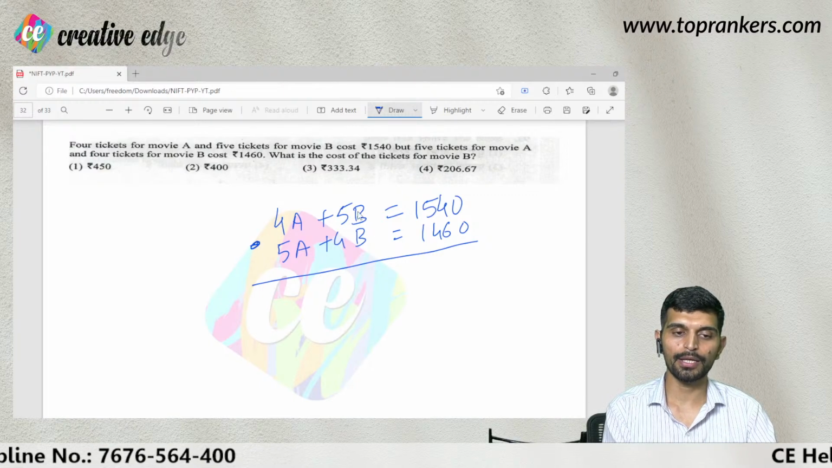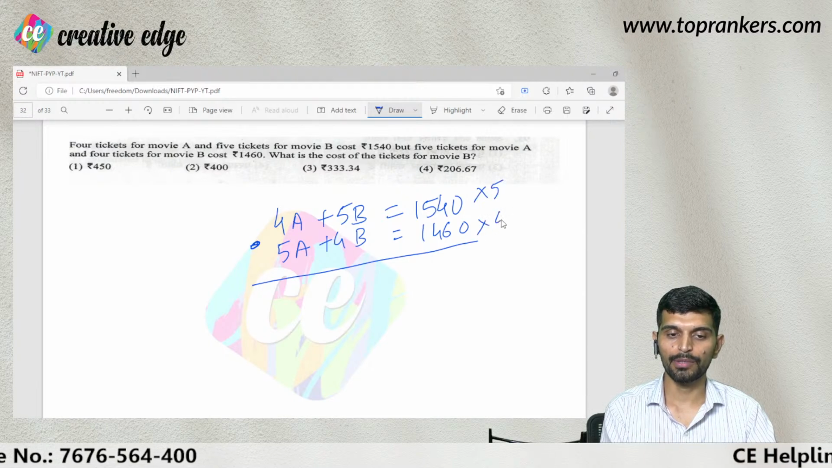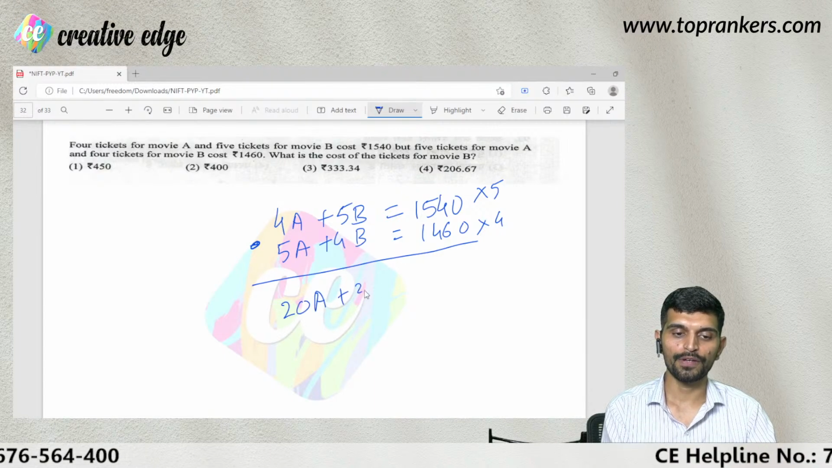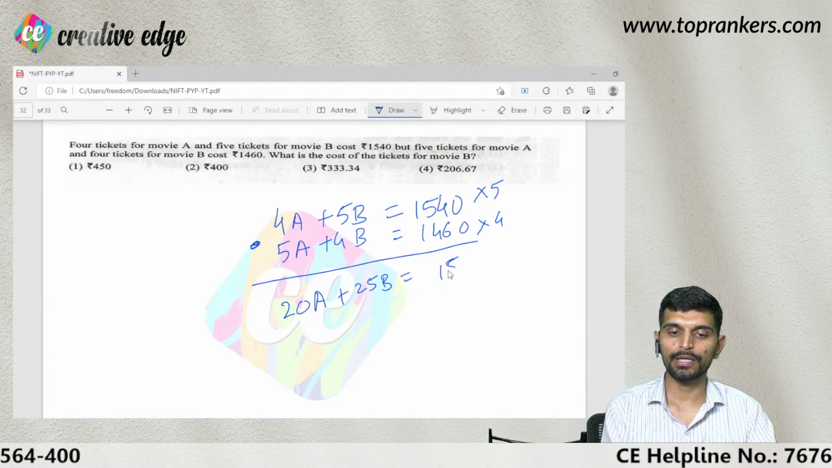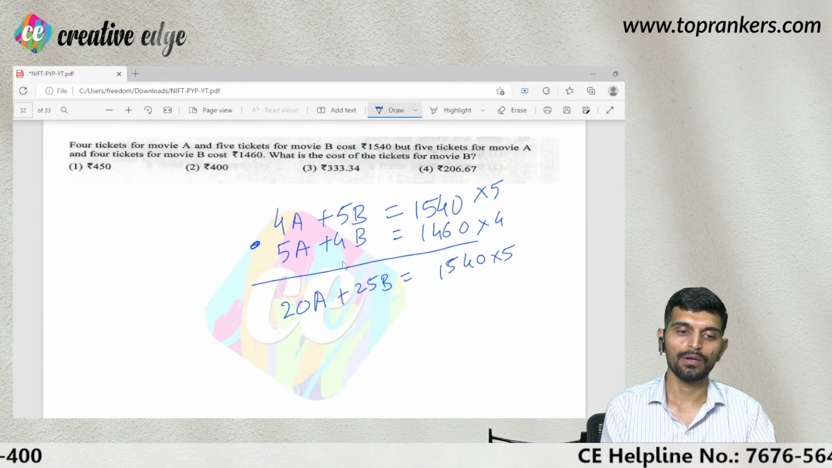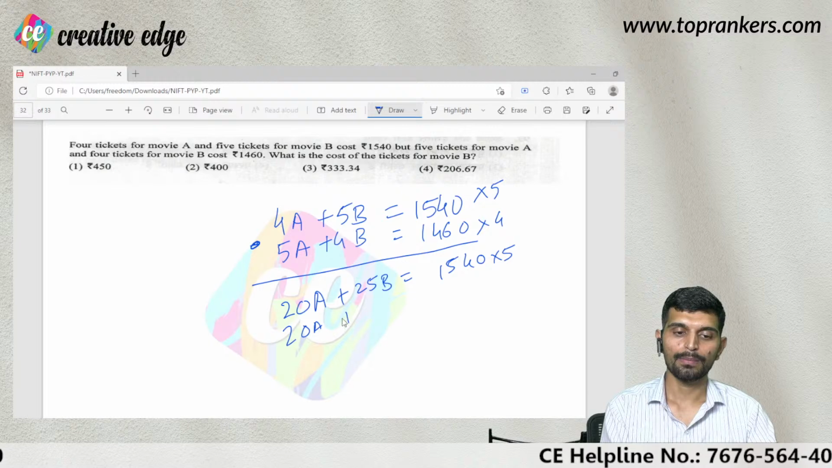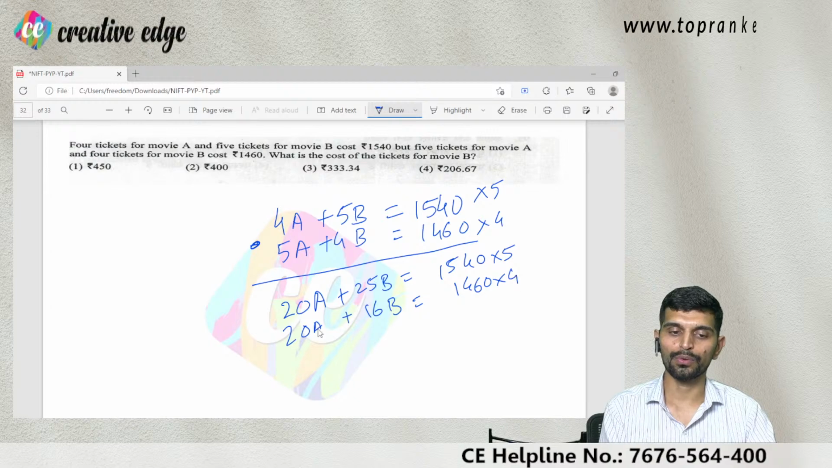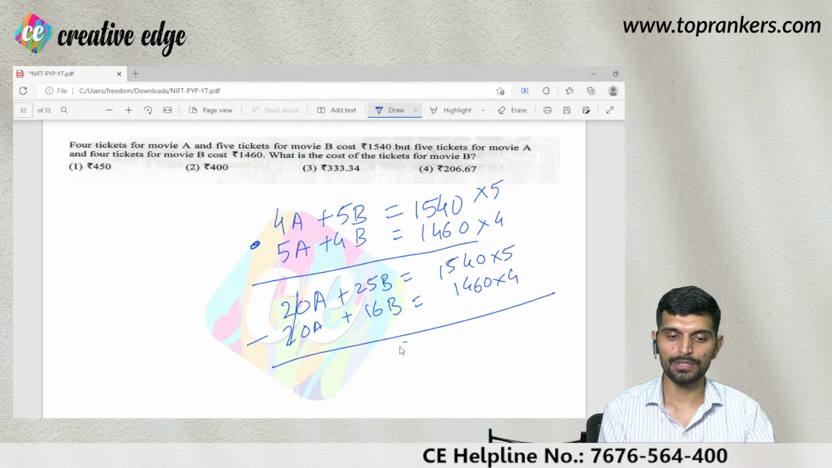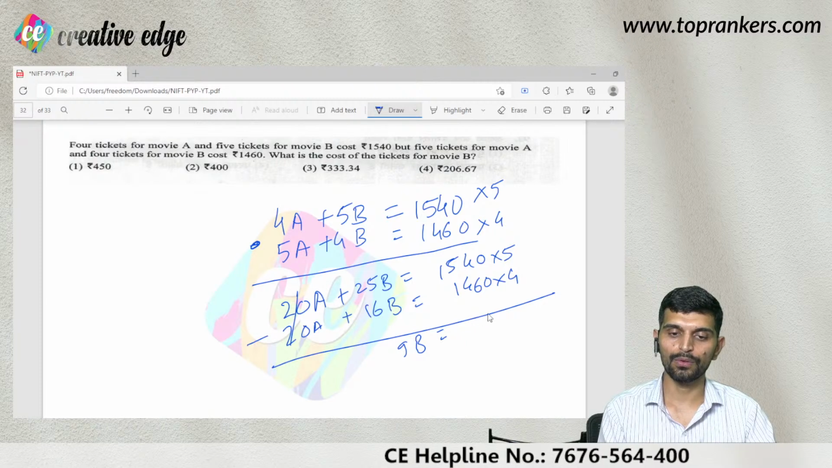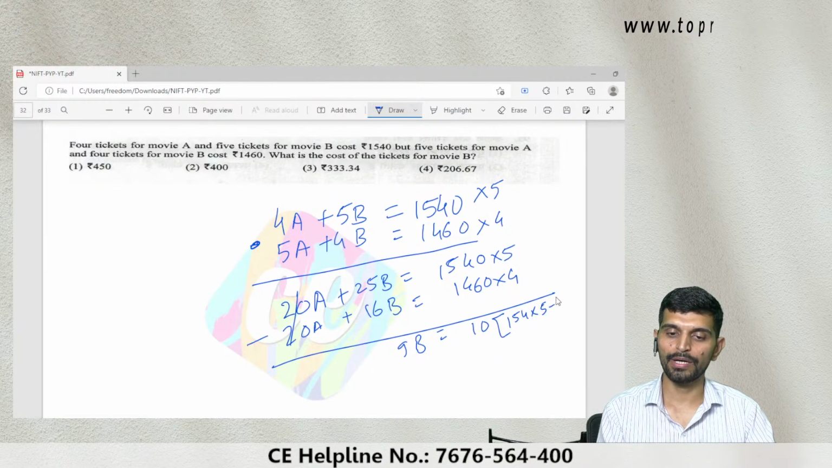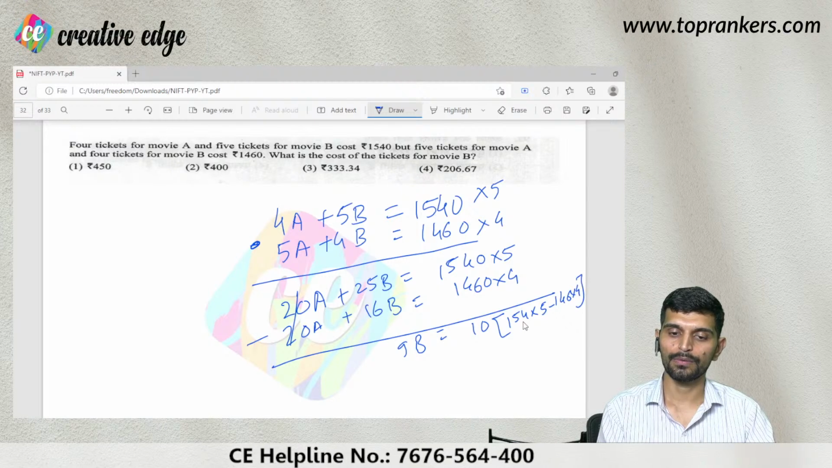So let's eliminate A. If I multiply by 5 here and by 4 here, the value will be 20A plus 25B equals 1540 into 5, and 20A plus 16B equals 1460 into 4. Subtraction taking place. Difference is 9B equals 1540. So I'll take 10 common. So that is 154 into 5 minus 146 into 4, right?